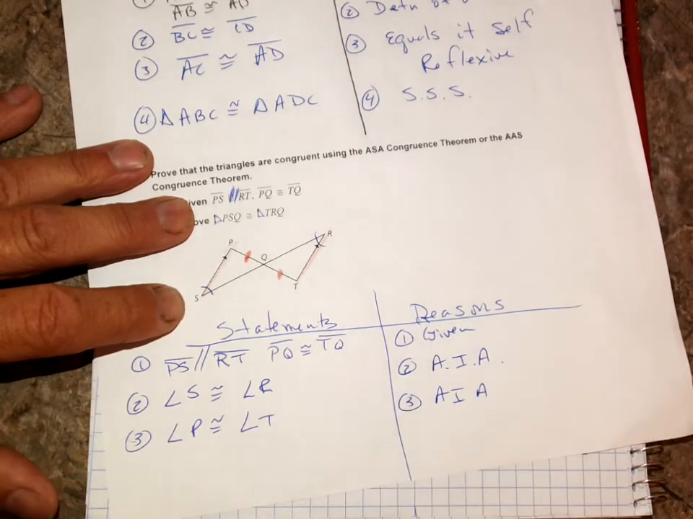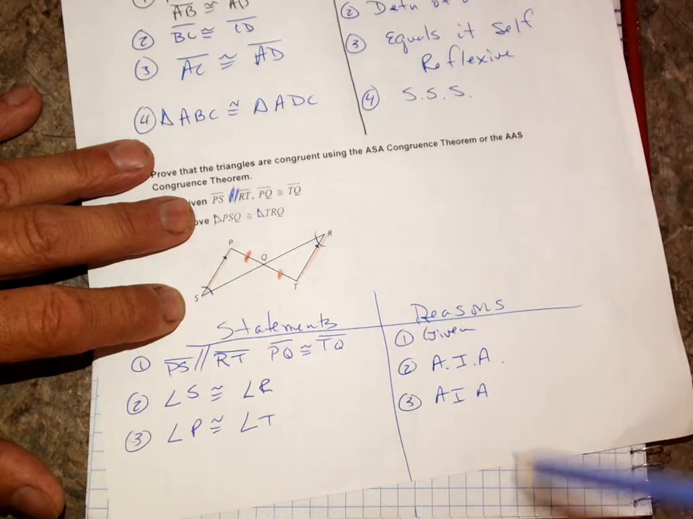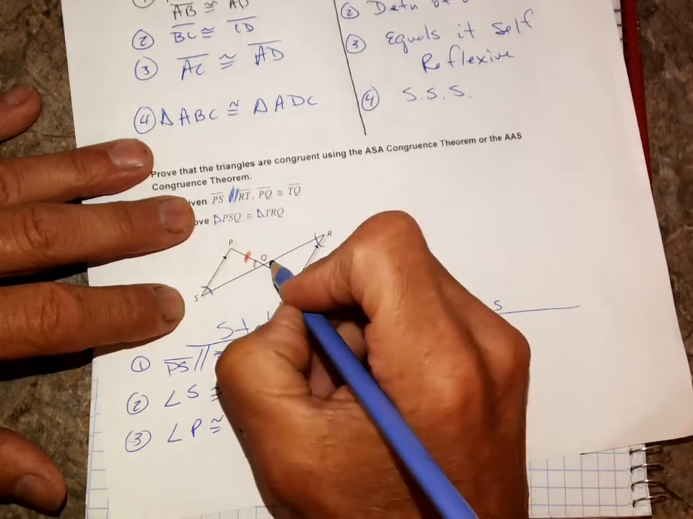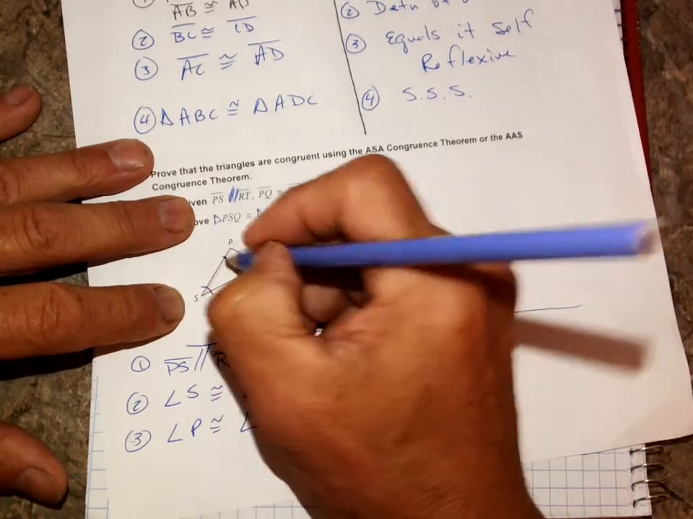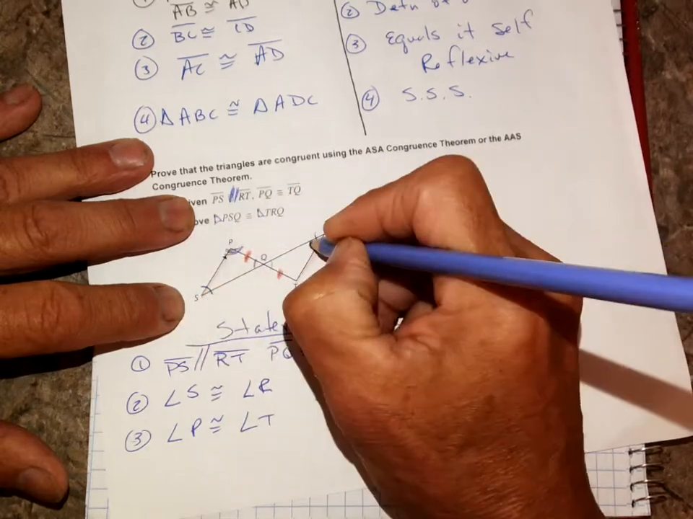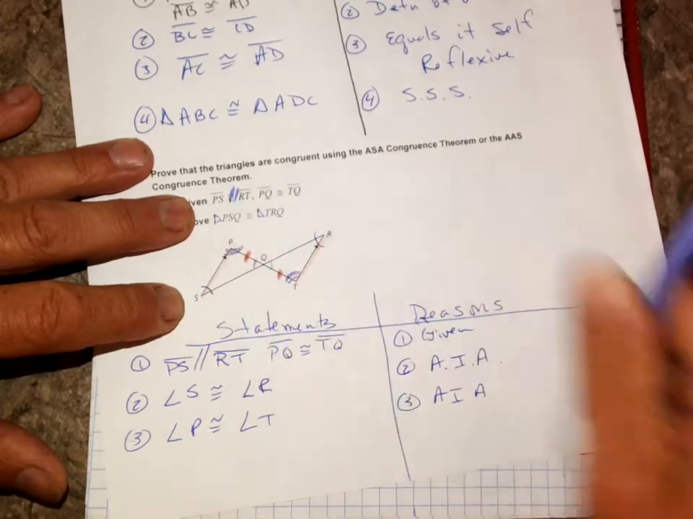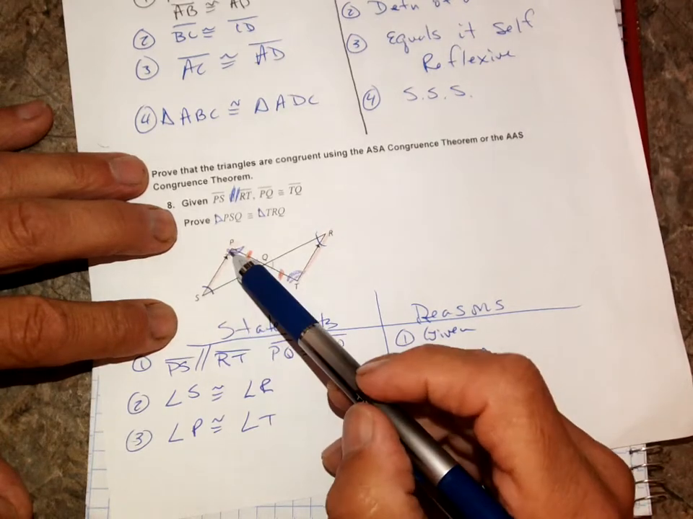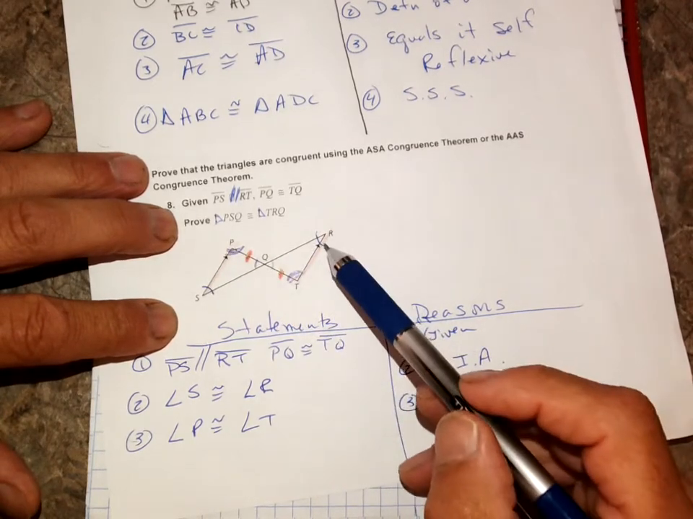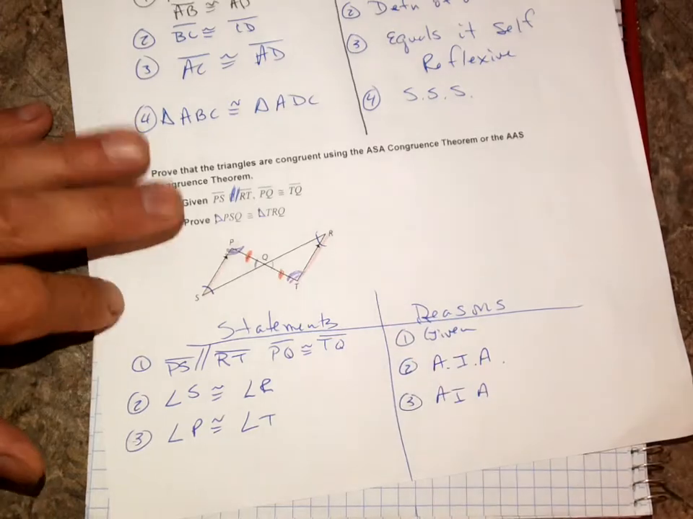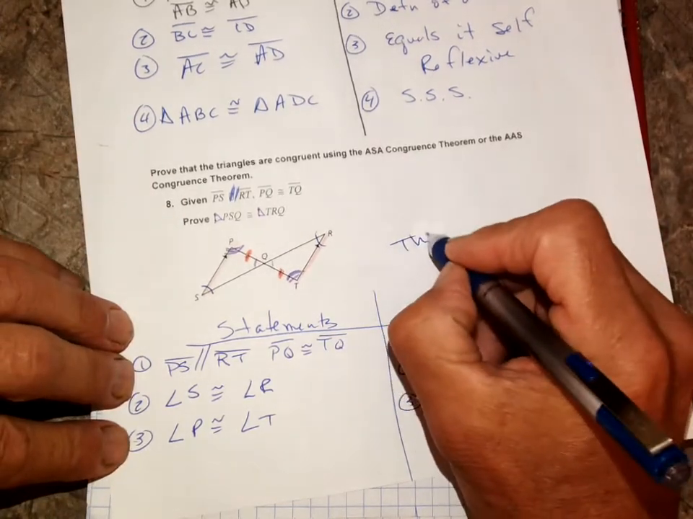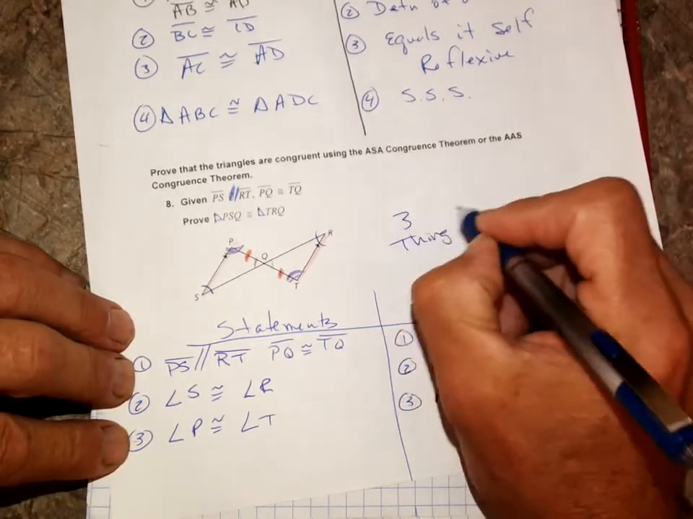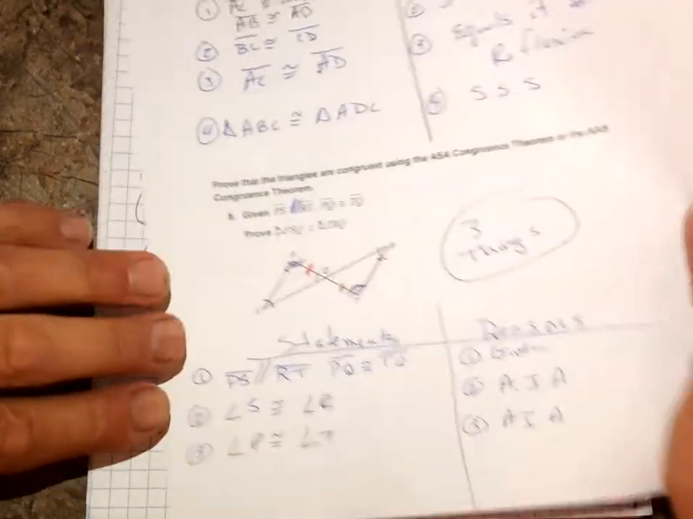Or, if you wanted to, you could have said that this angle is equal to that angle by vertical angles. But we'll go for this one instead, because it's a little bit easier, because we just did it. So now, do we have three things? Yes. What are the three things? It's an angle, angle, side, to an angle, angle, side. Once you get three things, we can say the two triangles are congruent by those three things.